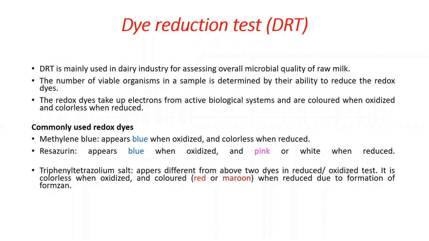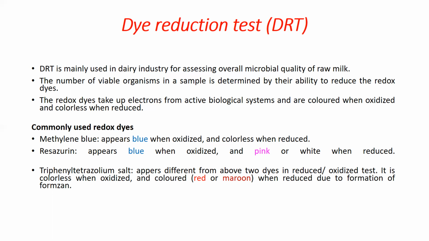DRT, dye reduction test, is mainly used in the dairy industry for assessing overall microbial quality of raw milk. Okay, in the dairy industry the DRT test is used to assess the microbial quality of the milk, raw milk. And the number of viable organisms in a sample is determined by their ability to reduce the redox dye. So basically we are using the redox dye. So how much are the microorganisms able or capable to reduce that dye?